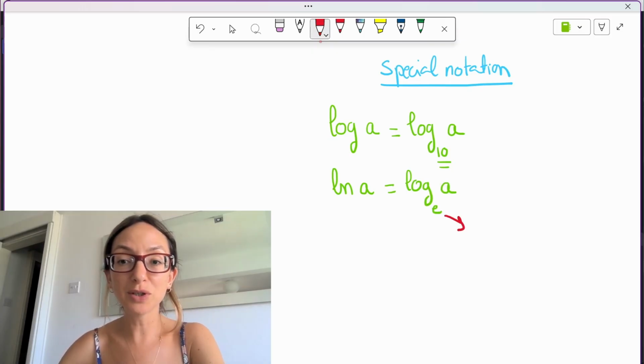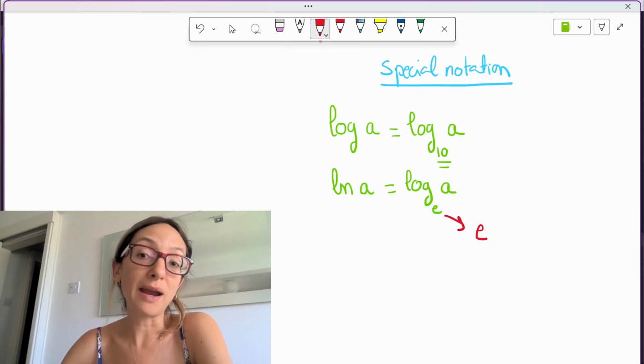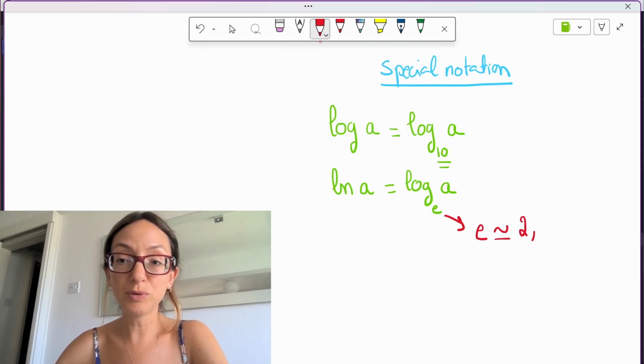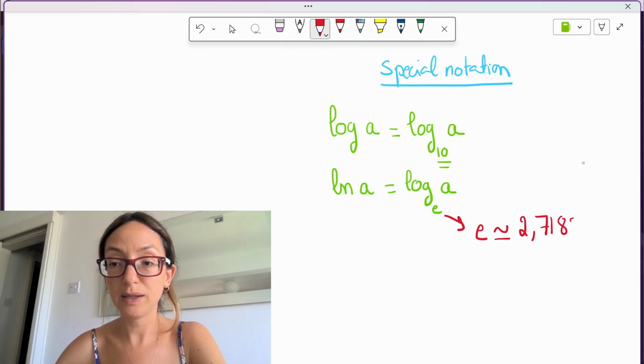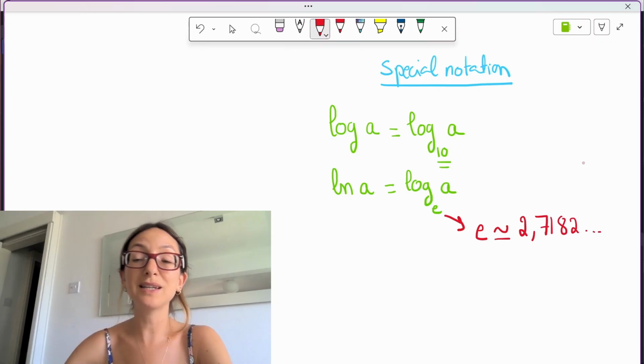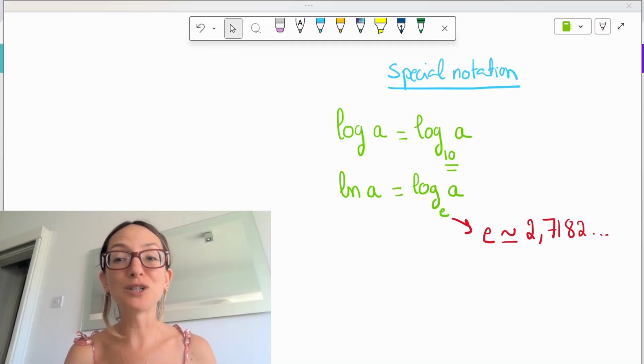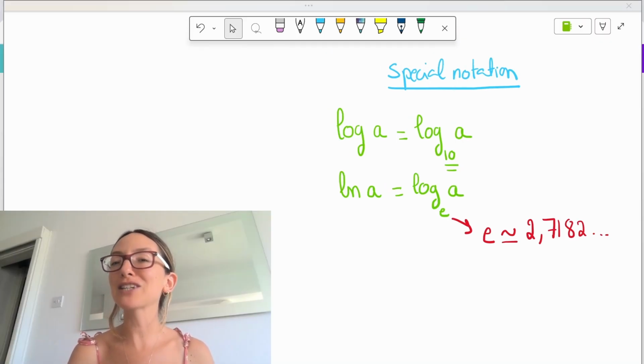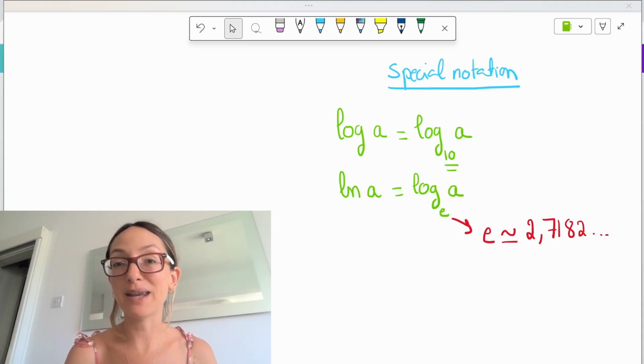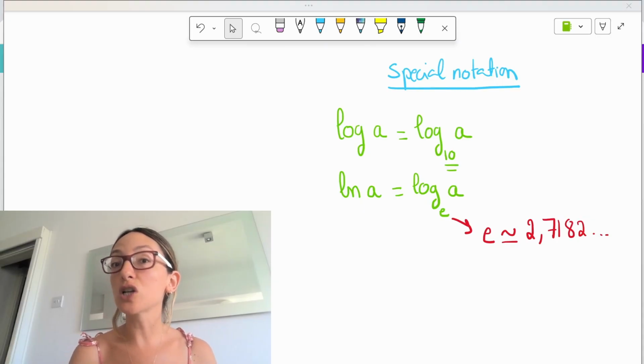If you still haven't come across e, e is simply a number. It's a special number, just like pi, and it's approximately equal to 2.7182... So it's an irrational number, which means the decimal places go on forever without any pattern at all. Now, for those of you who want to learn more about the number e, I will actually make a special video dedicated to that, talking about why this number is so special, how it was computed, and why it is very useful in mathematics. Now, as promised, we're going to get into the laws of logarithms.